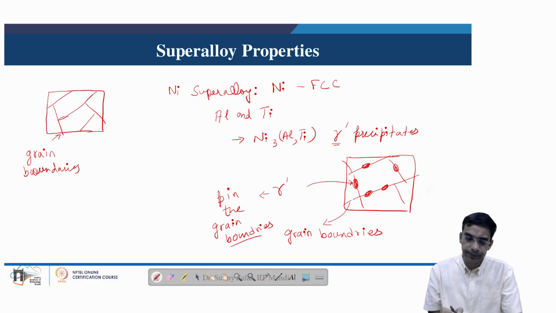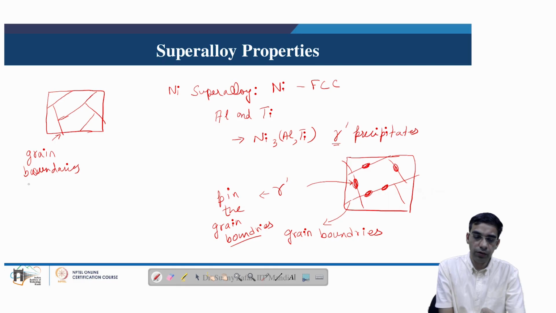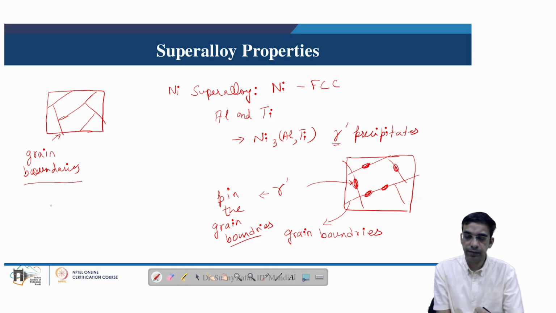So what happens once the grain boundary dislocation movement is impeded? This impeded movement is manifested in the form of increased strength even at elevated temperature. In any normal alloy, we do not have the presence of such precipitates like gamma prime, and these are only available in superalloys, in particular nickel based superalloys.